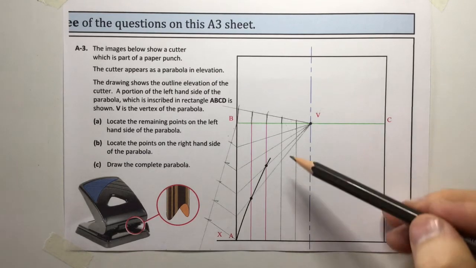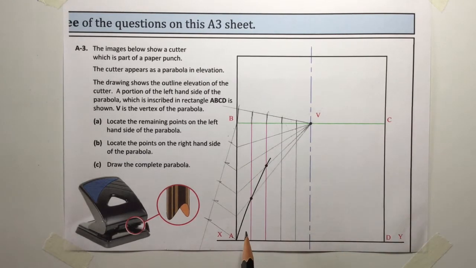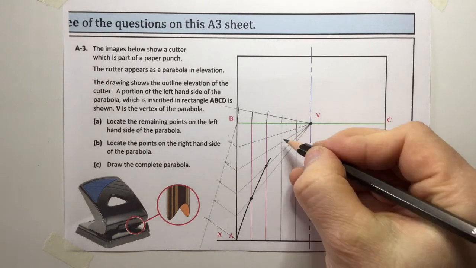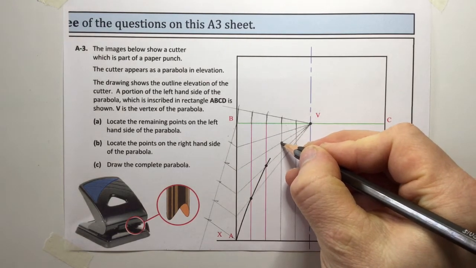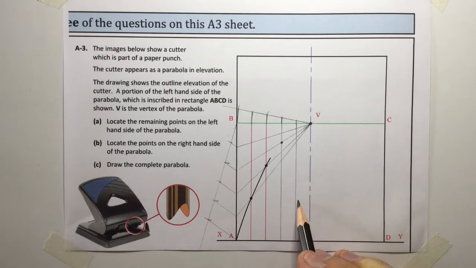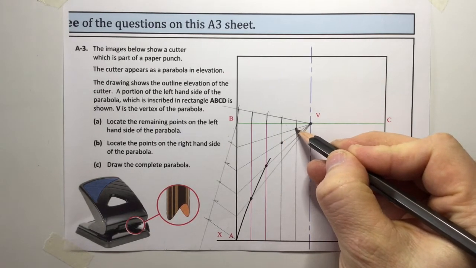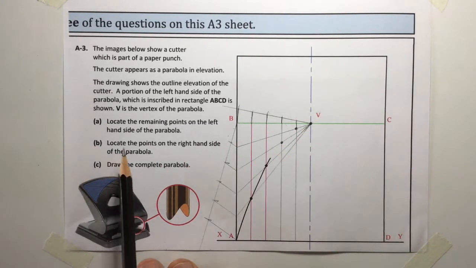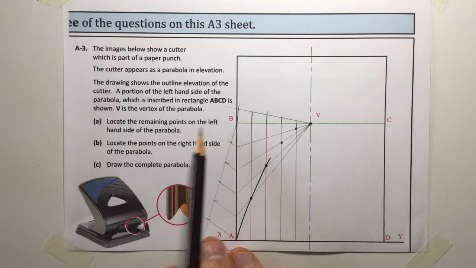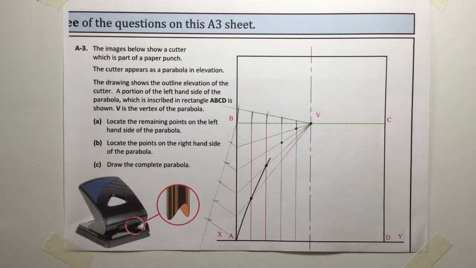So we need to get the last two remaining points. So you can see here, this first line here, when I crossed that first line, that gave us a point there. This second line here, when I crossed that second line, that gave us a point here. This third line, where it crosses the third line here, that's going to give me one more point there as well. And this fourth line here, where it crosses the fourth line there, that's going to give me another point there as well. So basically, we've been asked to locate the remaining points on the left hand side, and that's what I've done there now.